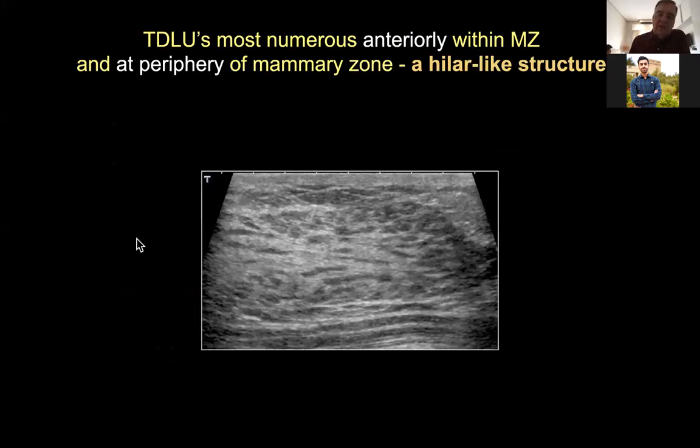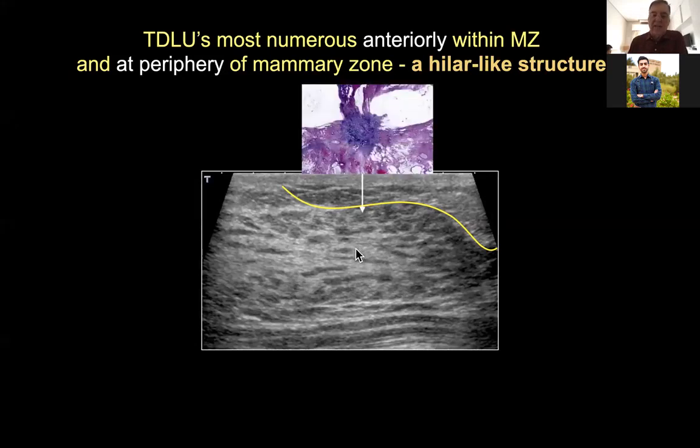I'm showing you here a picture of breast anatomy. This is normal breast anatomy. So there's the anterior mammary fascia outlined by the white line. In front of that is the subcutaneous fat, and behind that is the mammary zone. Now, in the periphery of the mammary zone is where most of the TDLUs lie. So you can see they're most numerous anteriorly. These little gray circles are each TDLUs, and they're less numerous posteriorly, but they're not very numerous in the center of the lobe, which is where the ducts lie.